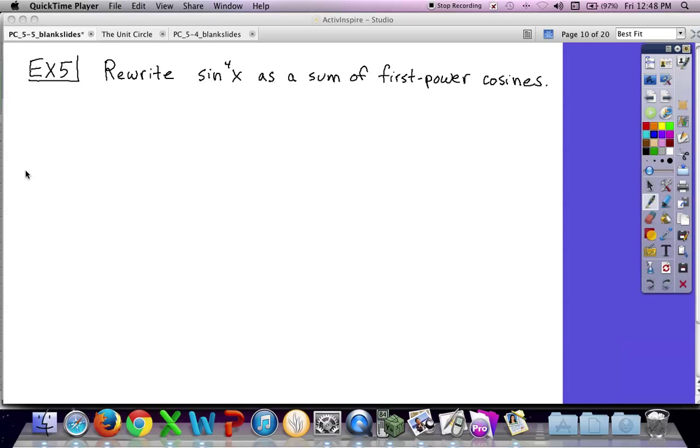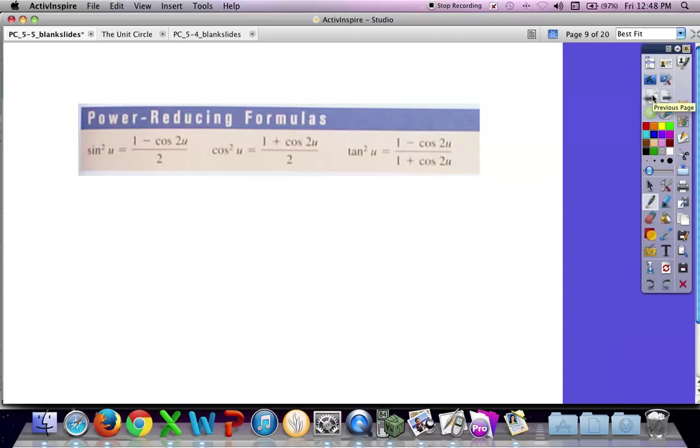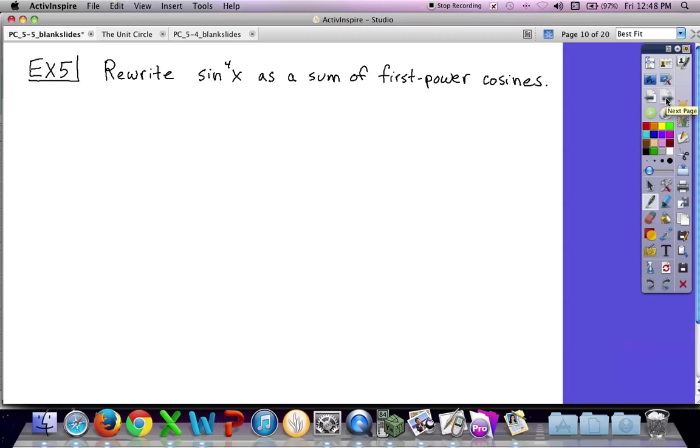Let's see. Do our formulas have a fourth power in them? No. They actually only have a squared in it, right? If we're going to use this formula right here, it's actually sine squared. So what we might want to do on this is, let's rewrite this as sine squared. Like, how can I rewrite sine to the fourth as sine squared something something?